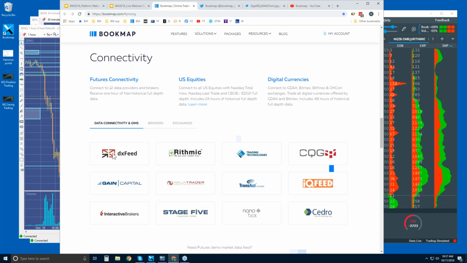For futures, you have a lot of different ways of connecting here: Rhythmic, CQG, Gain Capital, Transact, IQFeed, Nanotick, and Cedro. If you want, you also have the option to connect Bookmap through the API of 3 different platforms: TTX Trader Pro, Ninja 7 and 8, and Interactive Brokers Trader Workstation. We recommend to bypass the API though and go directly with the data provider. Don't connect to another platform if you don't have to. You'll get cleaner data and you won't have to deal with the API of another software trading platform.